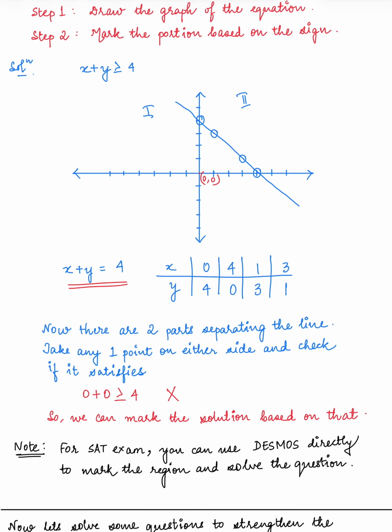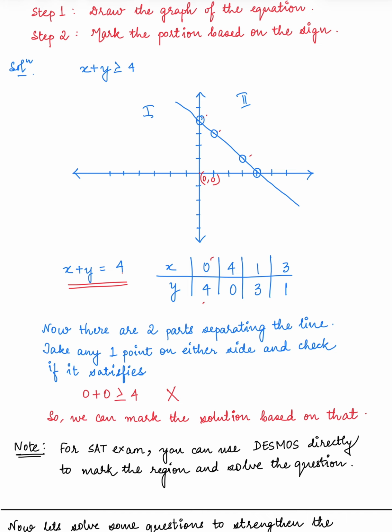So if the value of x is 0, y has to be 4 because 0 plus 4 is 4. Similarly, 4 plus 0 is 4, 1 plus 3 is 4, 3 plus 1 is 4. So I have just marked these points. This point will be (0, 4). This point will be (1, 3). This point will be (3, 1). This point will be (4, 0). So for drawing a straight line, 2 points are sufficient. I have given all 4, so it's better to get a proper straight line.